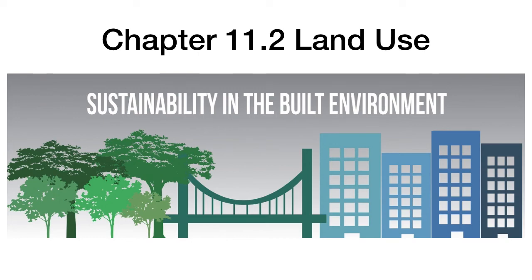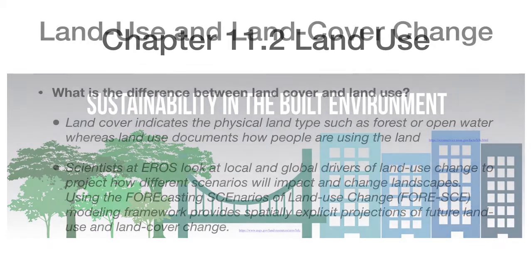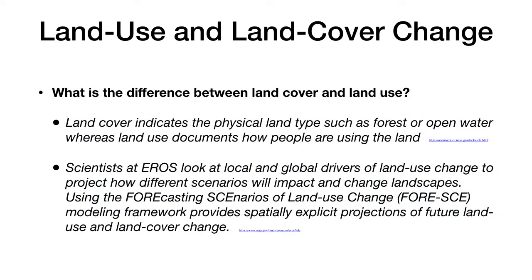Chapter 11.2 Land Use. To understand our discussion of environmentally sensitive development later in this chapter, we need to briefly introduce the concept of land cover and changing human land use. What's the difference between land cover and land use? Land cover indicates the physical land type, such as forest or open water, whereas land use documents how people are using the land. Scientists look at local and global scales to determine different scenarios that may impact land use and land cover changes.